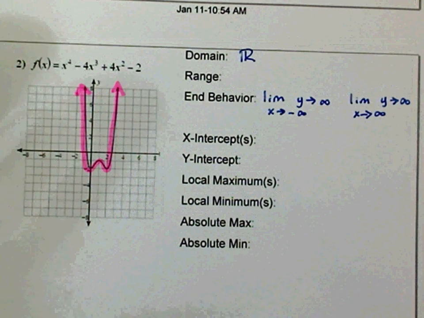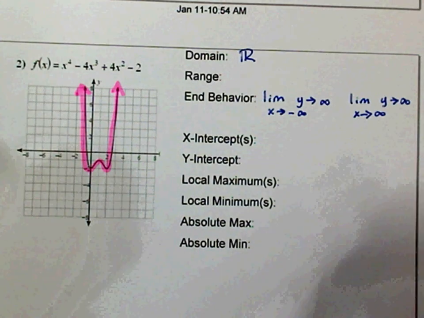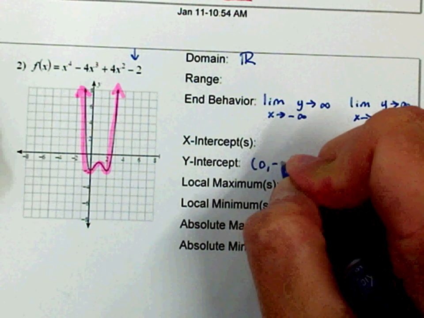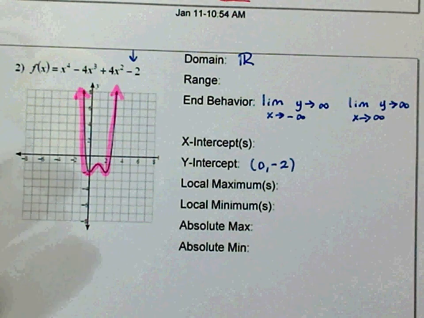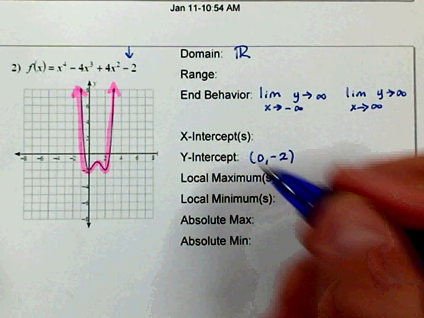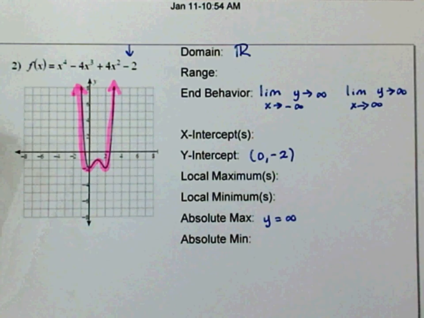Okay? X-intercept, I have no idea what that is. Y-intercept, see negative 2, so y-intercept will be 0, comma, negative 2. Okay? Local maximum, local minimum, don't know. Absolute maximum, y is equal to positive infinity. All right, so next part.